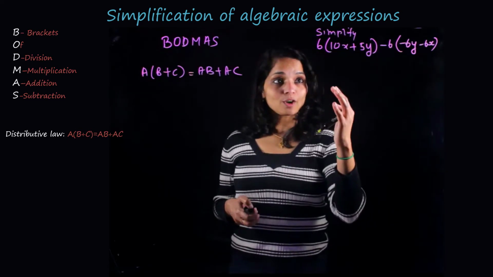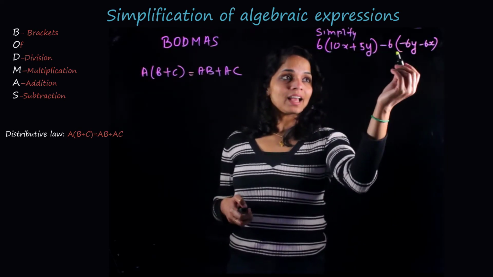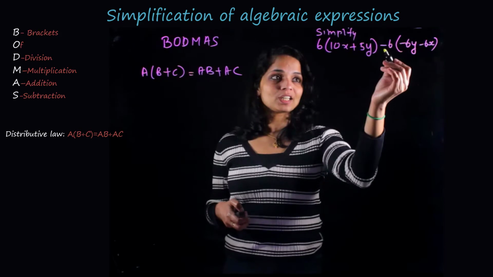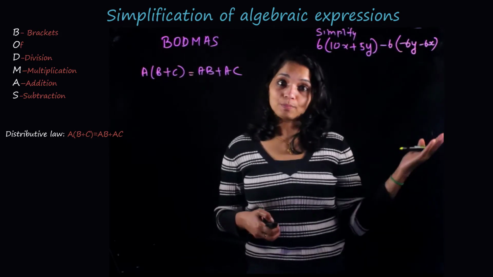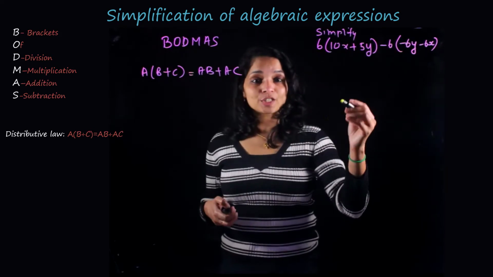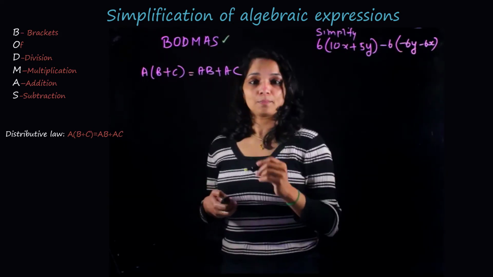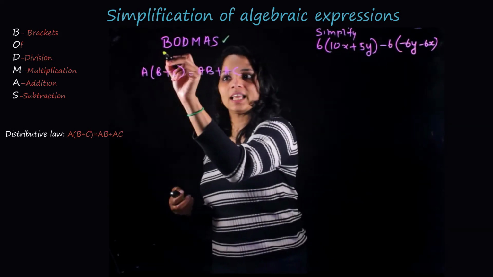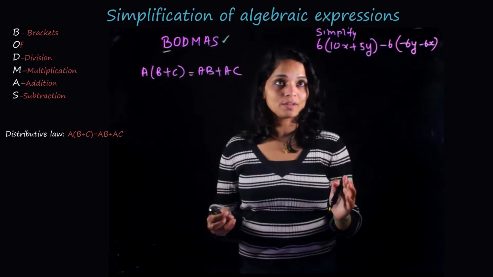So many different operations in here: brackets, addition, subtraction, a lot of operations combined in one expression. So we need to follow the operations in this priority order using the BODMAS rule. The first one is brackets. That's the one we need to evaluate first.